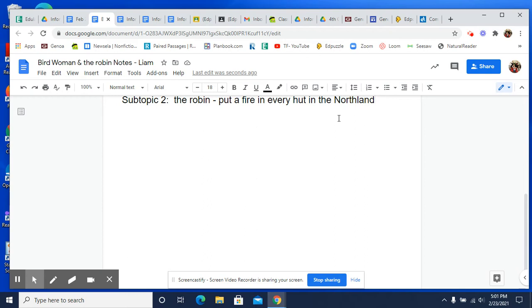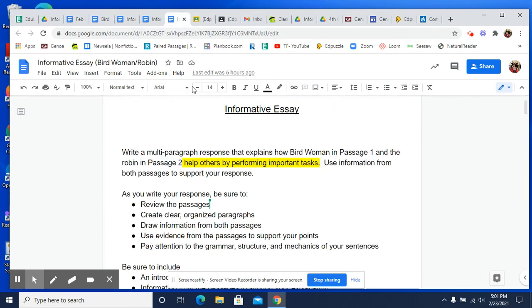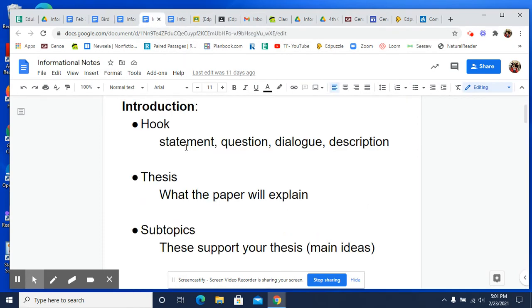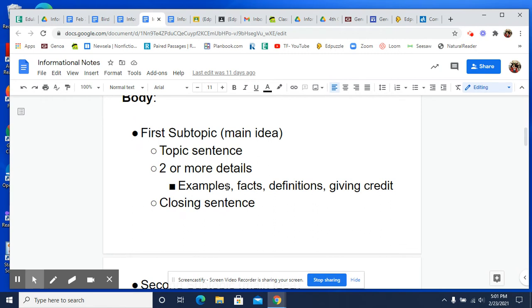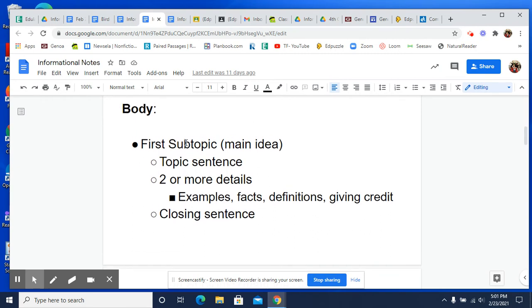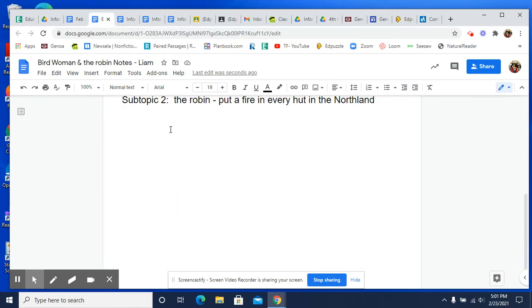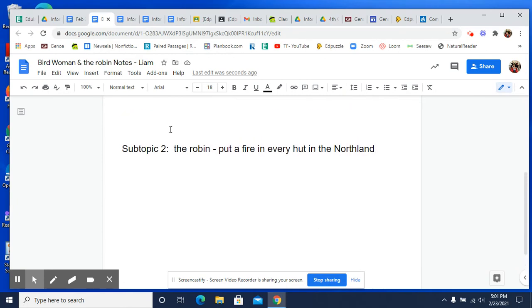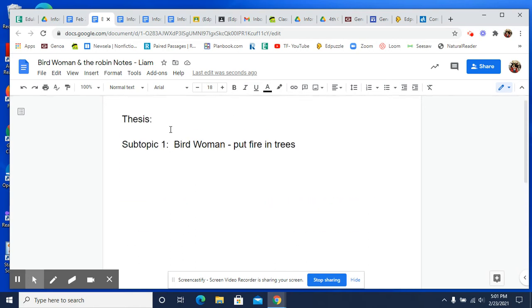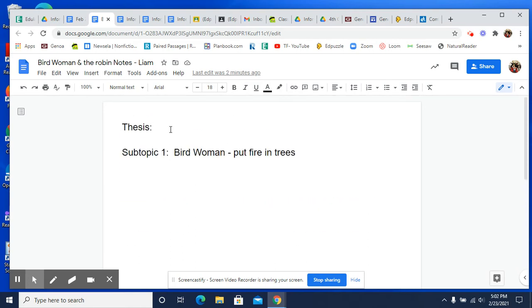Okay. Now, if we go back, I keep going back to the wrong one, sorry. We are doing the body. So we have our subtopic, and I already talked about the topic sentence. Now we're on to the details. Well, how do you prove? What details do you need to include? How do you prove that the robin put a fire? Oh, sorry, that's subtopic two. That bird woman put fire in the trees. How do you prove that?